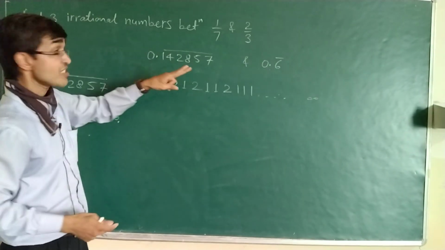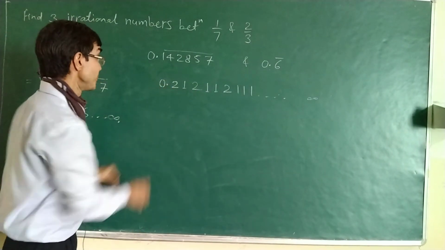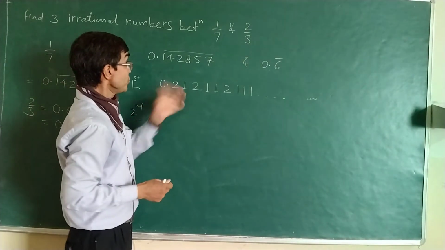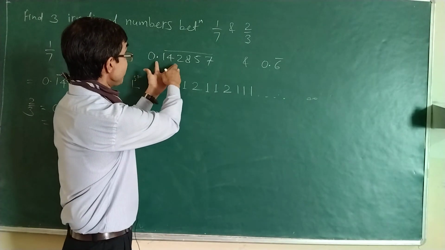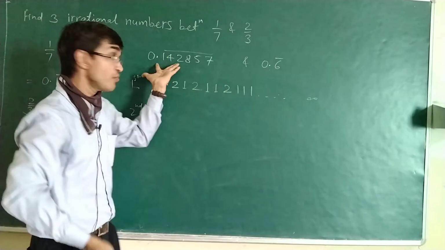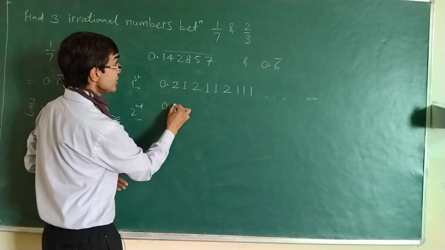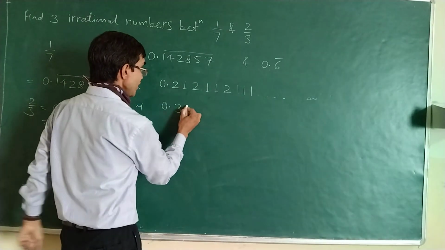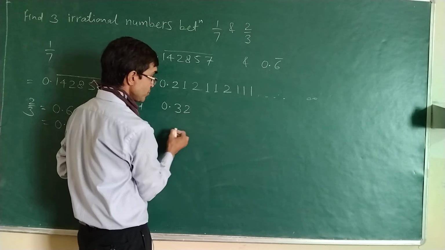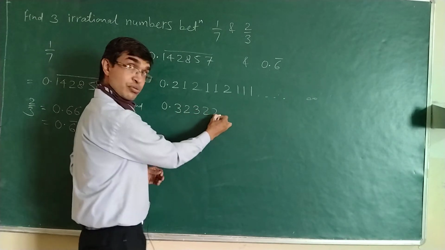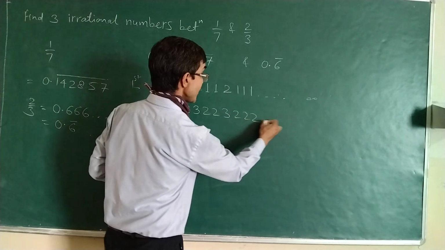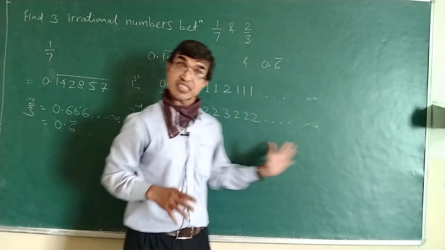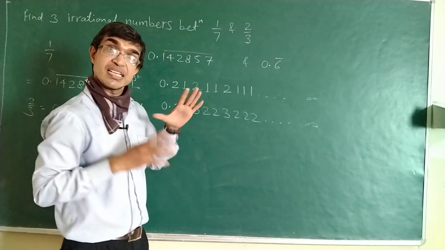So we have to find 3 irrational numbers. This is your first irrational number. Now we will write the second one. 0.2 we have taken. Now between 0.14 and 0.6, what else can you take? You can take 0.3 also. If it is 3, again you can take the same type of example, or let's change it. If you write 2 3 2, then 3 2 2, 3 2 2, and so on up to infinite. So the same set of digits is not recurring up to infinite in this case. That's why these are called irrational numbers.